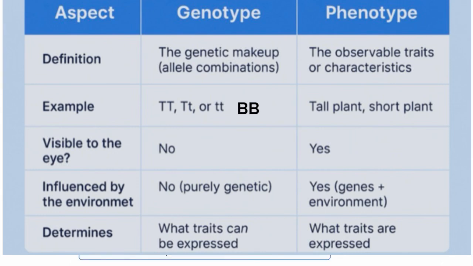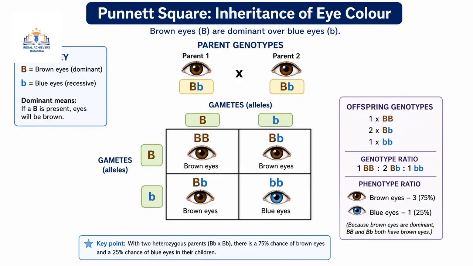To predict the possible genotypes and phenotypes of offspring from a genetic cross, we use a tool called a Punnett square. This diagram helps us visualize the combinations of alleles that offspring can inherit from their parents. For example, if both parents are heterozygous for eye color, Bb, a Punnett square can show us the probability of their children having brown or blue eyes. It's a powerful tool for understanding genetic probabilities.